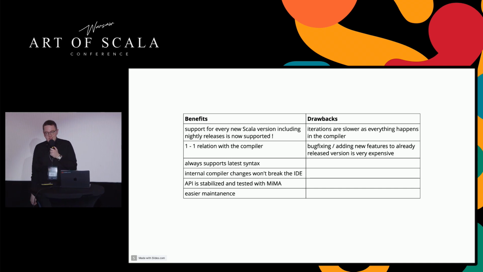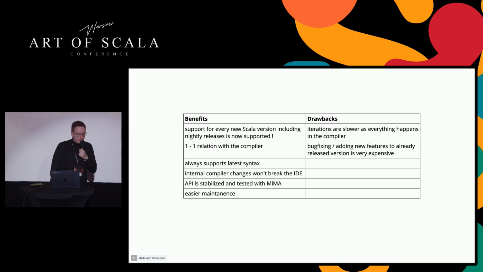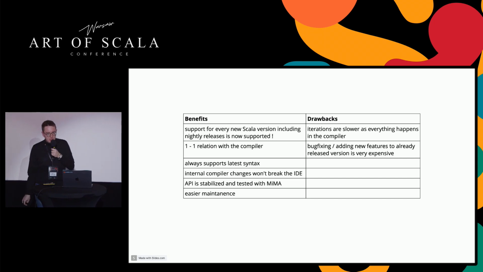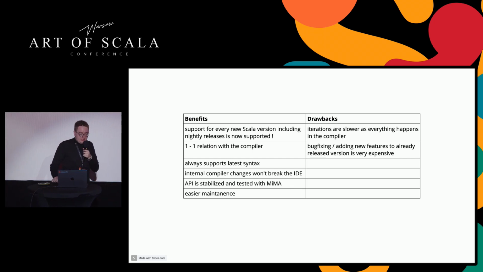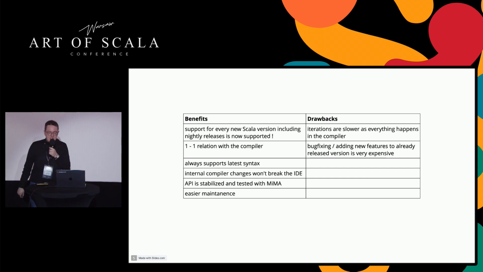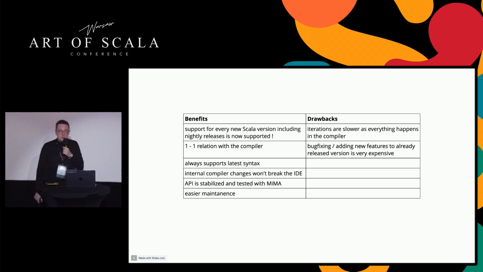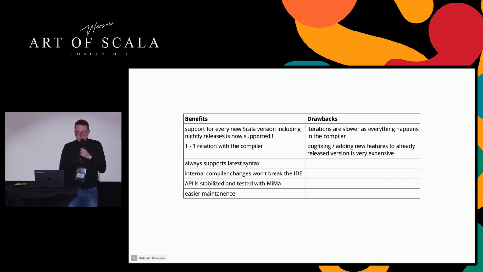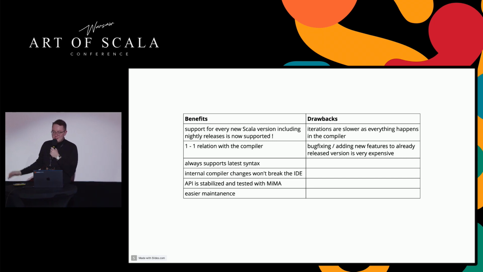So they had no IDE support because of this, or they had delayed support, because Metals released it only 8 hours later or something like this. So right now, no matter which version of Scala you use, you will always have basic IDE support. We still have this one-to-one relationship with the compiler, so each error is exactly the same as the compiler would return it. And we always support the latest syntax, because if anyone changes the syntax, the CI won't pass. They will have to fix the IDE first. So this is not our problem anymore.